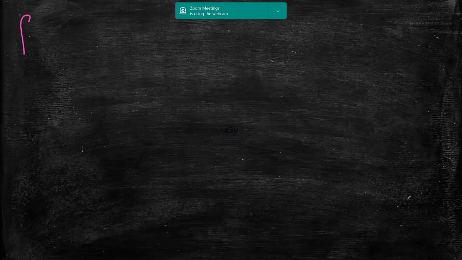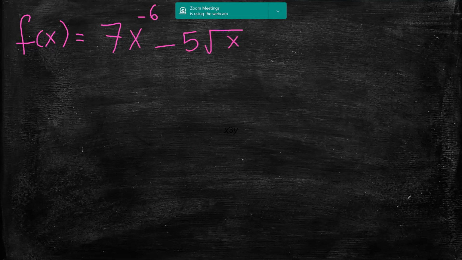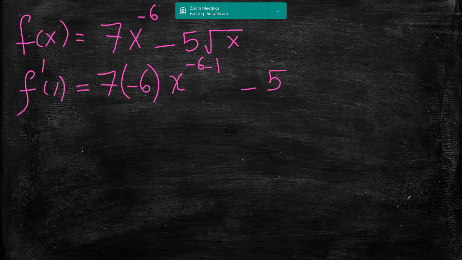Now, if you know that f of x is 7x raised to the power negative 6 minus 5 square root of x, find f prime of 1. Here, we have a number multiplied by x raised to exponents. So we'll say 7 times negative 6, x raised to the power negative 6 minus 1, minus 5 times.